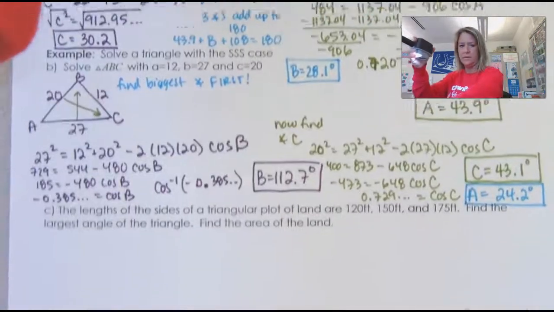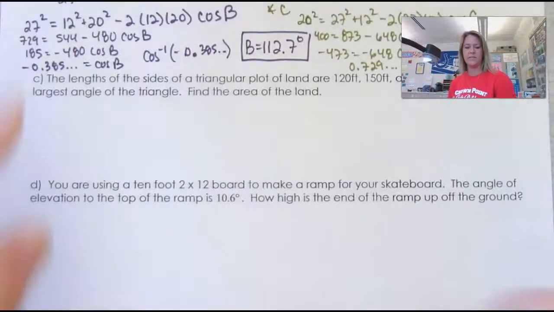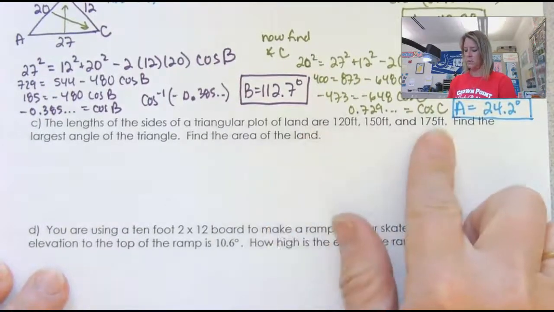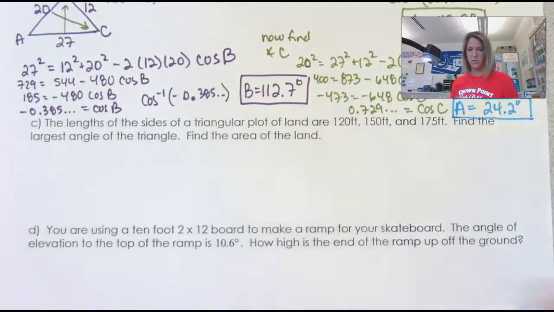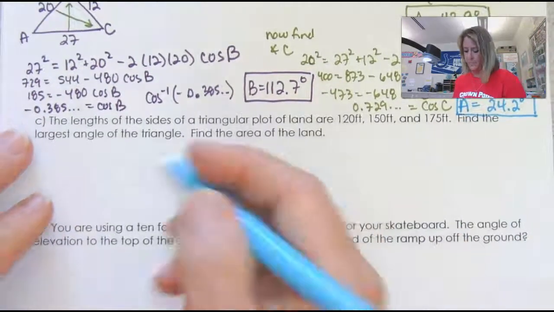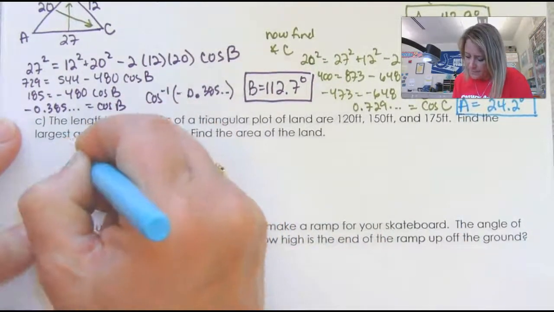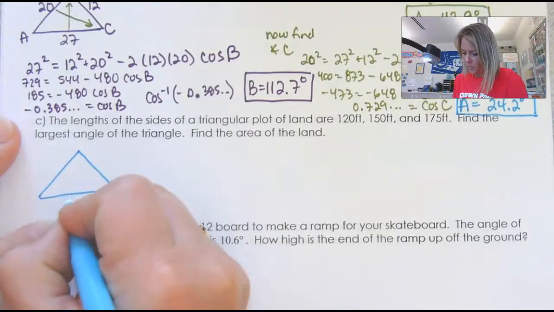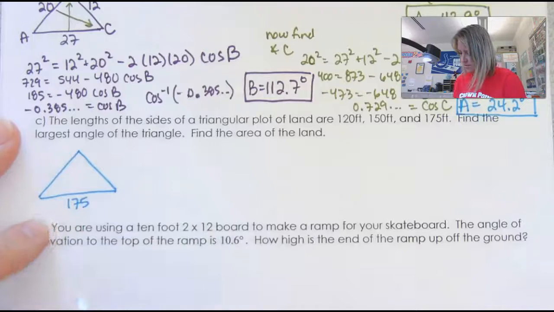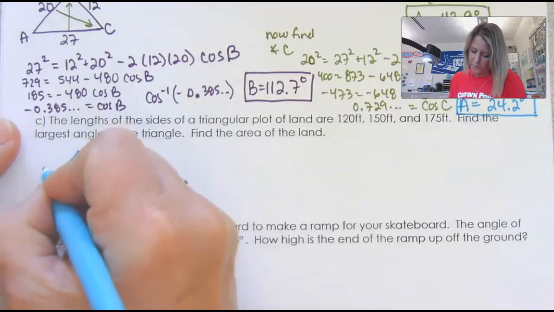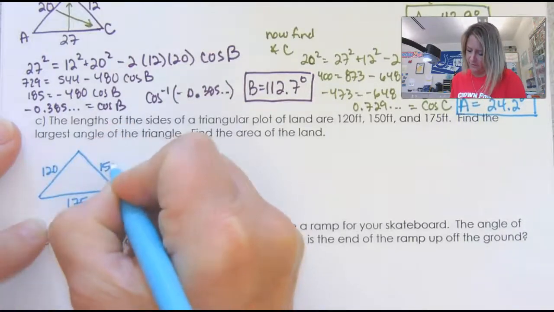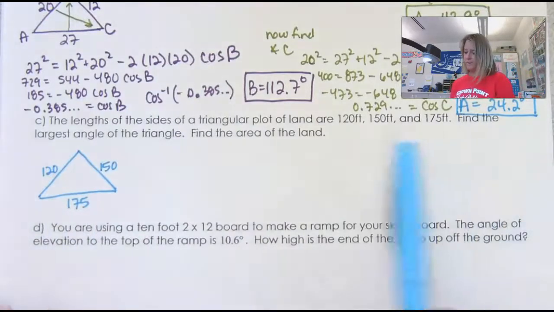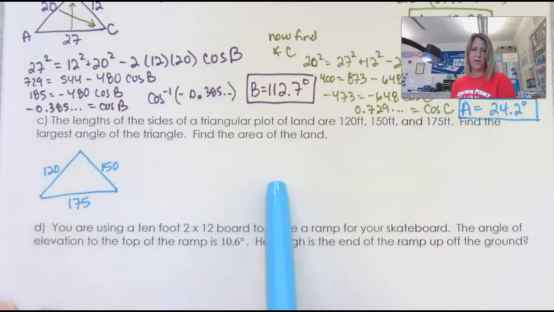All right, this next one says the lengths of the sides of a triangular plot of land are 120, 150, 175. So I'm just going to draw a triangle here. And I'm just going to label the sides. So I'm going to put the 175 here because that looks like the longest. And I'll put 120 here and 150. Again, it doesn't really matter. Find the largest angle of the triangle.